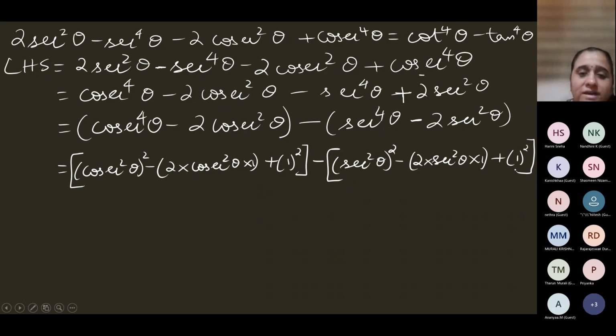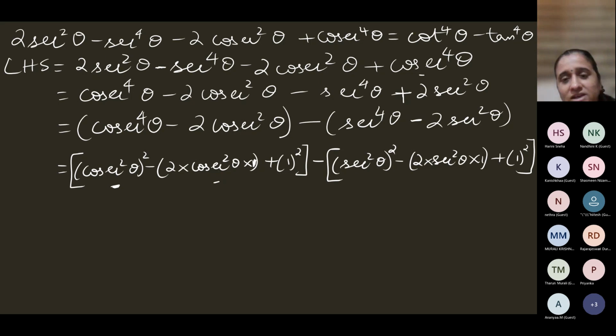Now, what have we done in both the brackets? Suddenly, we've introduced 1. There was no 1 at all. This one is cosecant theta to the power 4, which is already there, and this one is 2 cosecant square theta, which is already there. How did we write 1 square all of a sudden? Just because we want to complete the square. Meaning you have a square and minus 2ab, but you don't have that b square term. If you write plus b square, you're completing the square, so you can write it as a minus b the whole square.